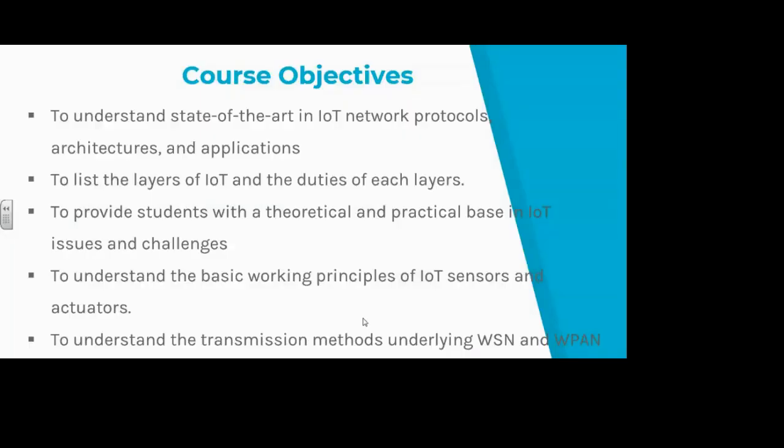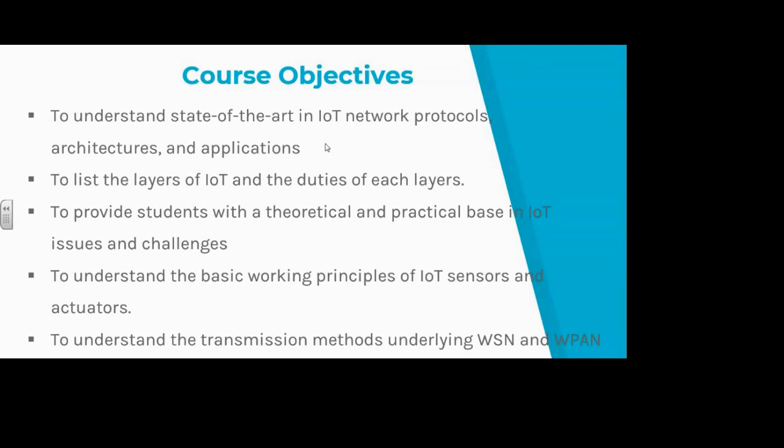So after this examination scheme, let me start my session with the course objectives. The course objectives are the specific statements or necessary conditions provided by the University of Pune for this specific course. The very first course objective is to understand the state of the art of IoT network protocols, architecture and applications. As you are new to this Internet of Things subject, you should be able to understand what the IoT concept is, what the state of the art is, what the different architectures and protocols associated with it are, and based on that, how we can develop certain real-time applications suitable for societal use. So that is the first objective.